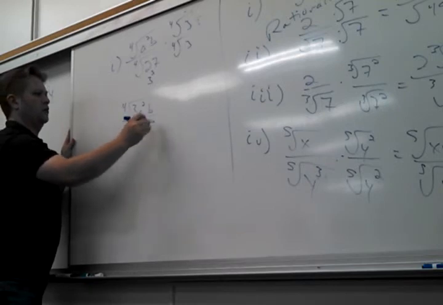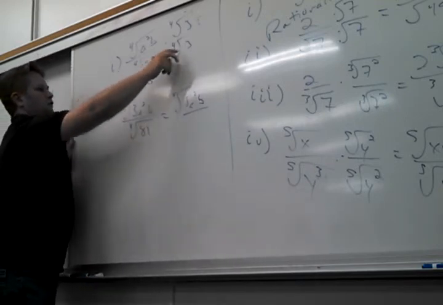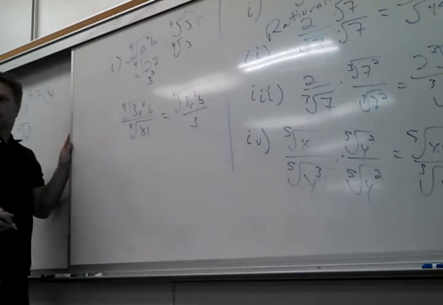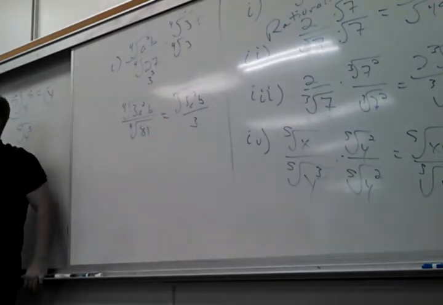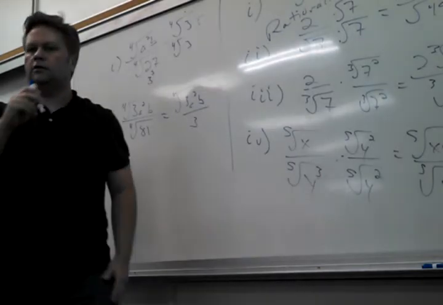Over the 4th root of 81. So the 4th root of 3 to the 4th is 3. Woo! So that's why I like to call that completing the root. Makes a little more sense than just saying rationalizing the denominator. You're actually completing the root, giving it what it needs to be done.